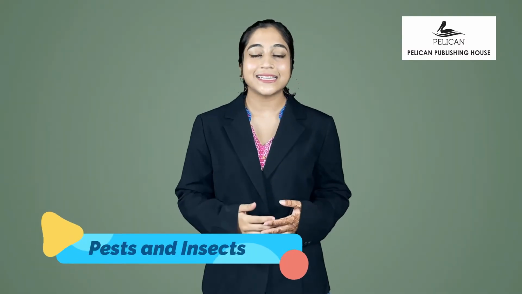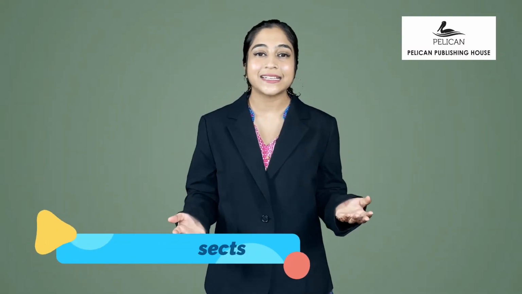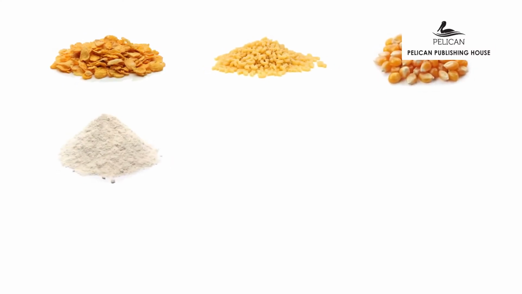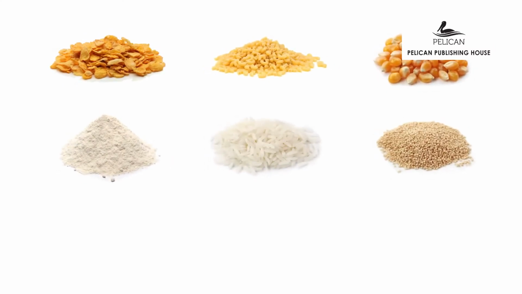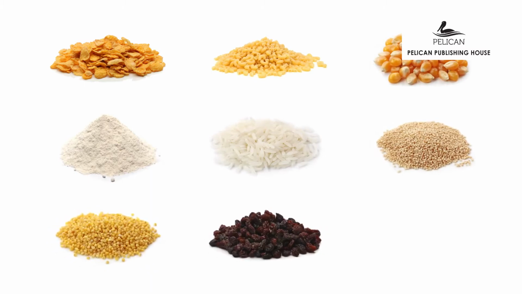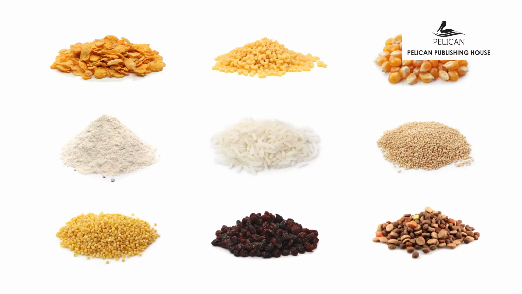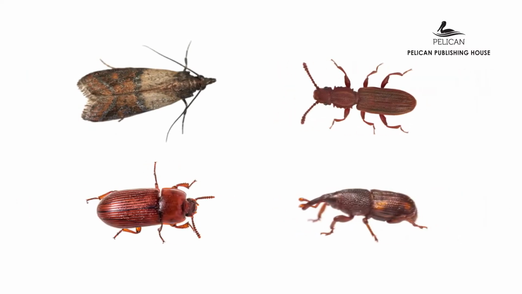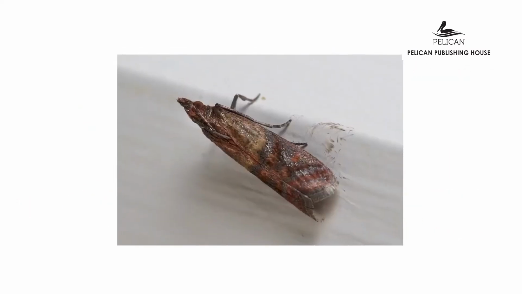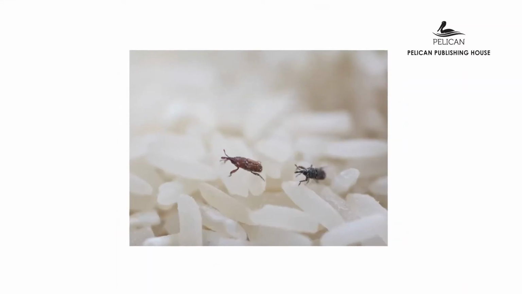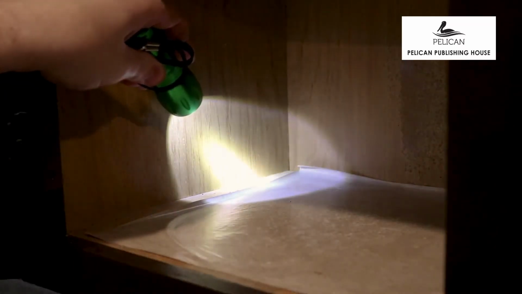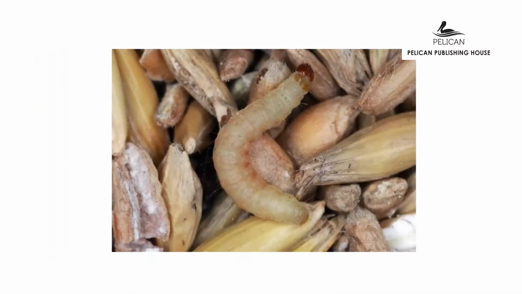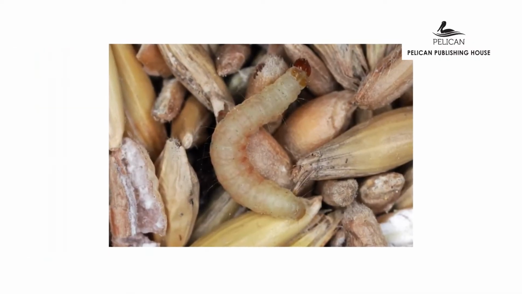Let us discuss pests and insects. All dried food items like grains, cereals, pulses, nuts, etc. are attacked by insects and pests. Insects and pests, on finding our food stores, consume them, leaving behind waste. Also, insects and pests carry microbes on them which further spoil the foods.